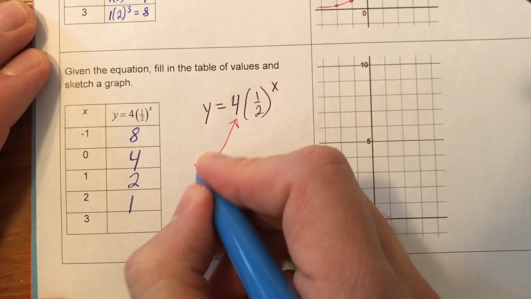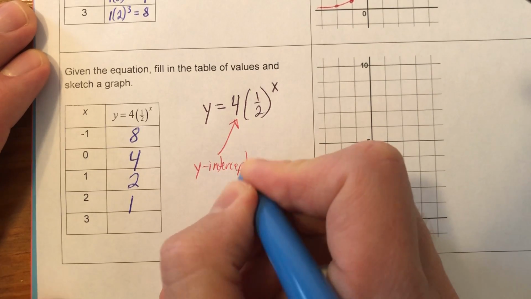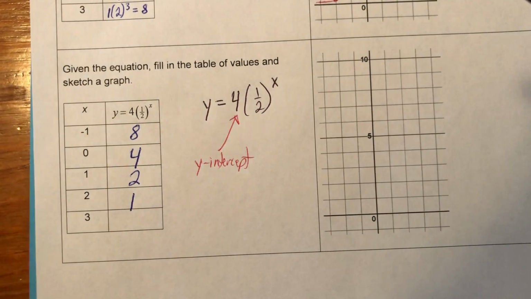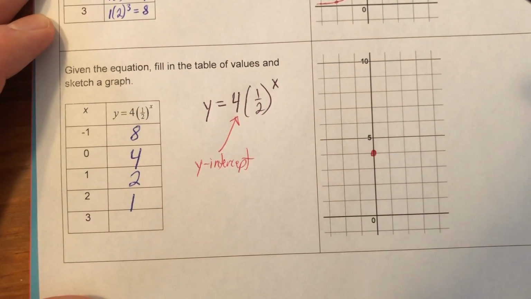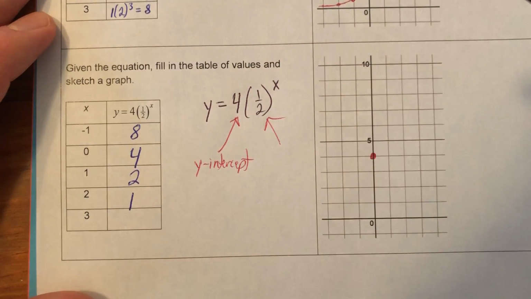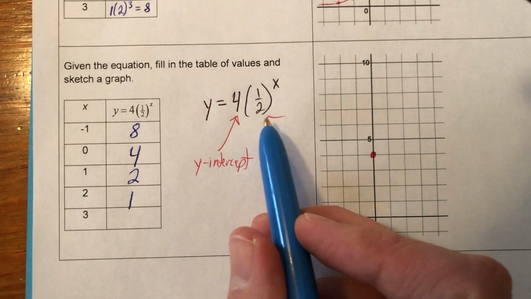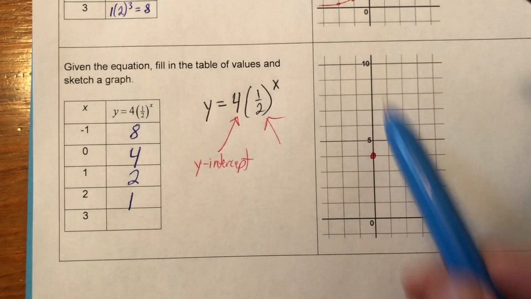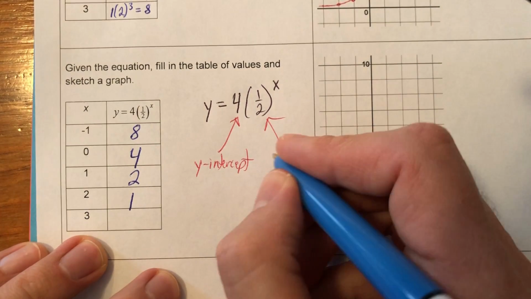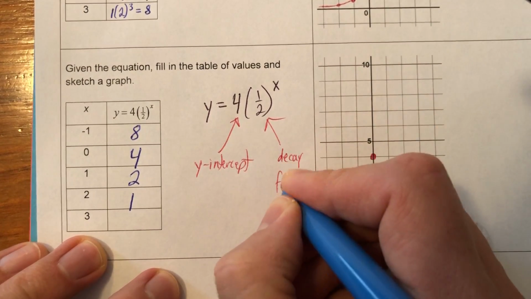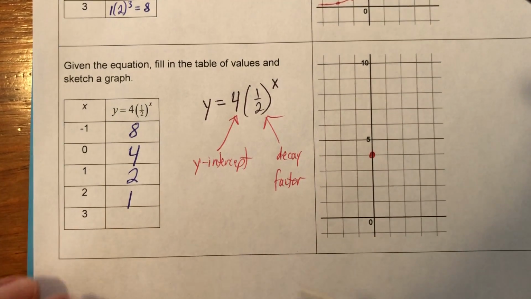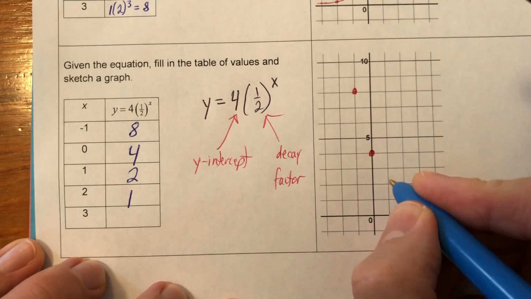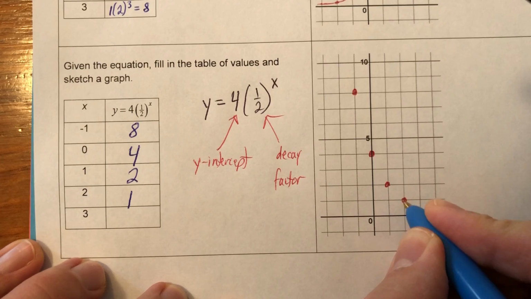Here's what I know. This is my y-intercept. It's at 4. When I plug in 0, I'll get 4. If I plotted this, I'd have 0, 4. Boom, right there. Okay, this 1/2 right here, I'd say, oh, what's my growth factor? Well, if it's a half, it's not growing. It's getting smaller. And so when I plot these other points, you'll see this graph doesn't go up, it goes down. And it's going to be called a decay factor, not a growth factor. So let's keep plotting points. Negative 1, 8 is here. 1, 2 is here. 2, 1 is here.